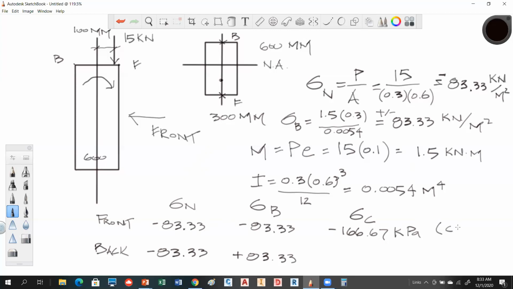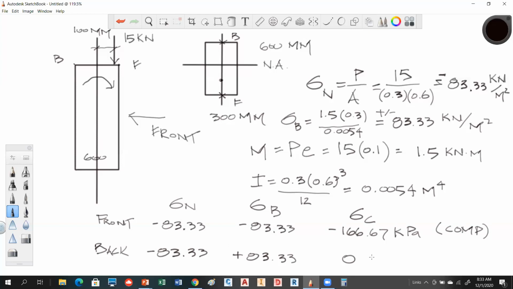So what we're saying is this guy's in compression, or a compressive stress. So a compressive stress is developed in the front. Is everybody okay with that then? And what's interesting, what's happening in the back is when we add those two, we get 0. So in other words, there's no stress developing because essentially the bending stress is counteracting the compressive stress. So they just cancel out.